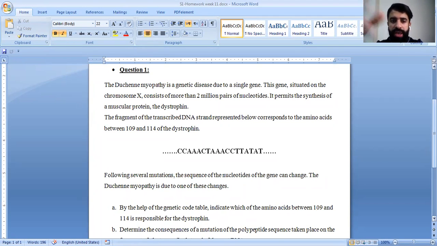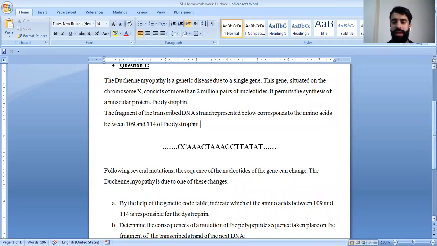It's called the dystrophin. The fragment of the transcribed strand, pay attention here, they gave us, it's called the transcribed strand, represented below, corresponds to the amino acids between 109 and 114 of the dystrophin. So here we have this sequence of the transcribed strand, meaning that it's the template, it's the non-coding. Following several mutations, the sequence of the nucleotides of the gene can change. Duchenne myopathy is due to one of these changes. So first, by the help of the genetic code table, indicate which of the amino acids between 109 and 114 is responsible for the dystrophin.